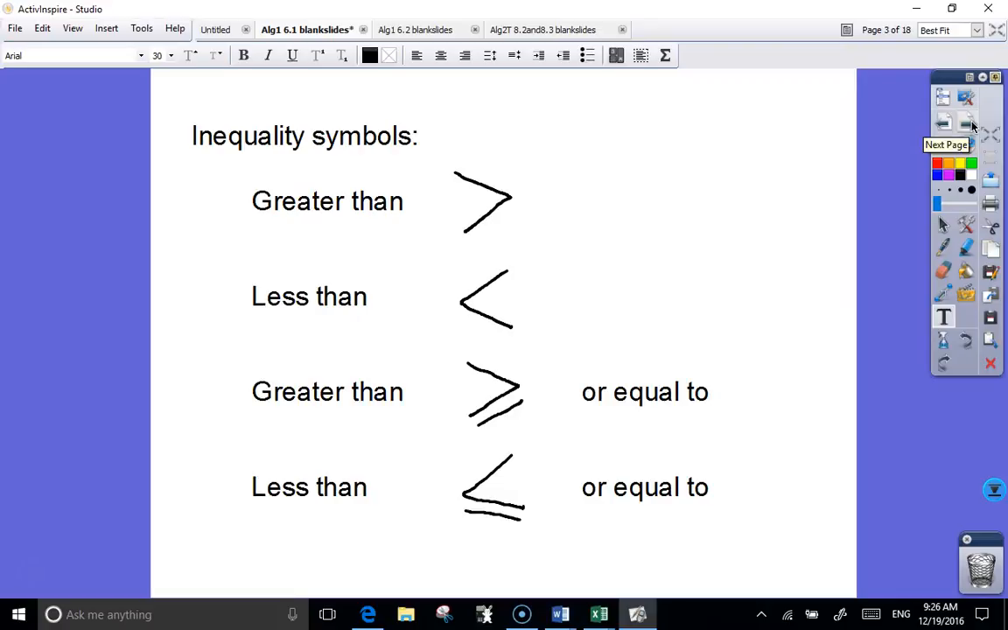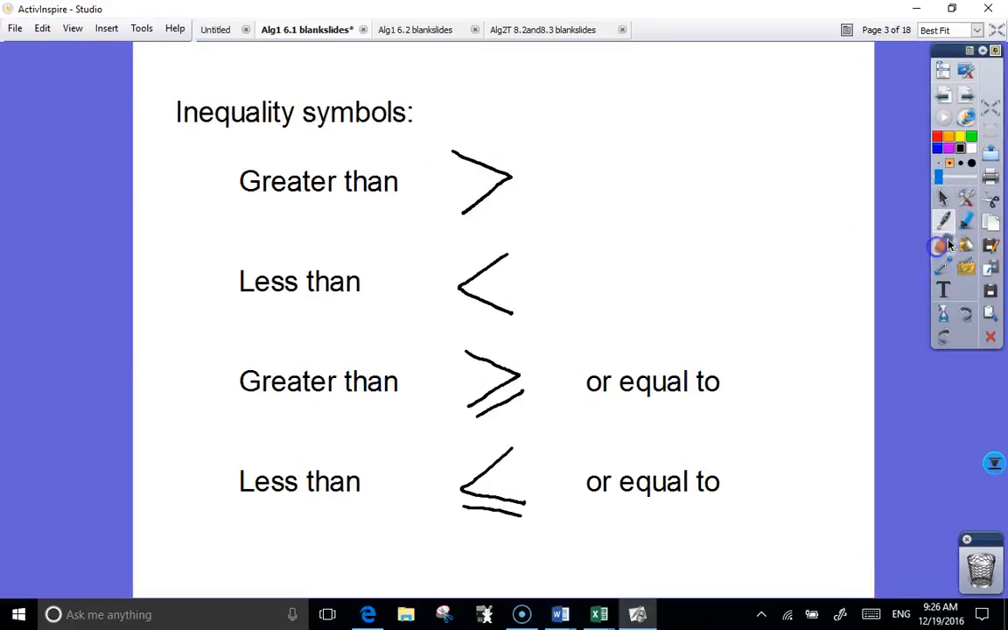Okay, so let's review inequality symbols. You need to know these. You need to know what these mean, just as you know how to read your name. You can't be struggling to say what this symbol means, or how you say it. Greater than is this symbol here. Less than is this one. Whether it's turned one way or the other, the pointy end has the small thing on that side, and the part that opens up has the bigger number on that side.